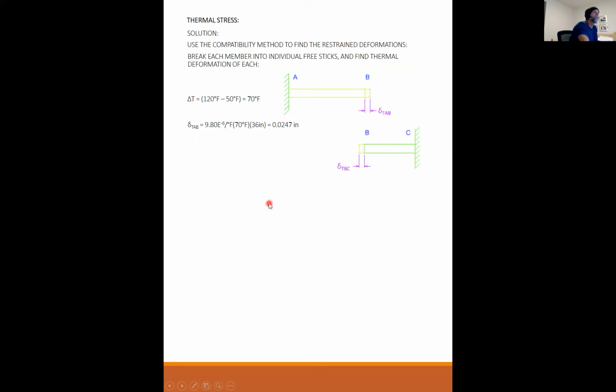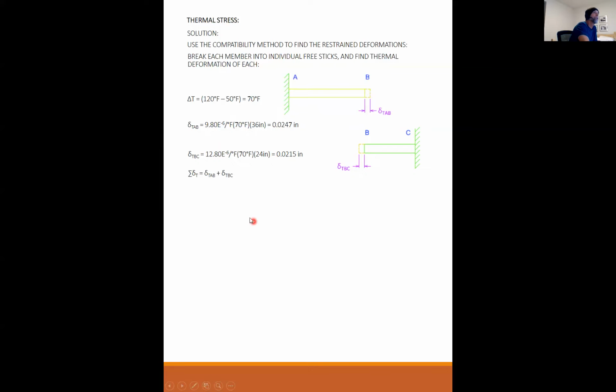Okay, so now we look at our other stick. We free it up in the middle here at B. So I have delta for temperature, stick BC. The alpha is 12.8, delta T is 70, and the length is 24. So I have an expansion of 0.0215 inches. And again, it's positive, it's expanding.